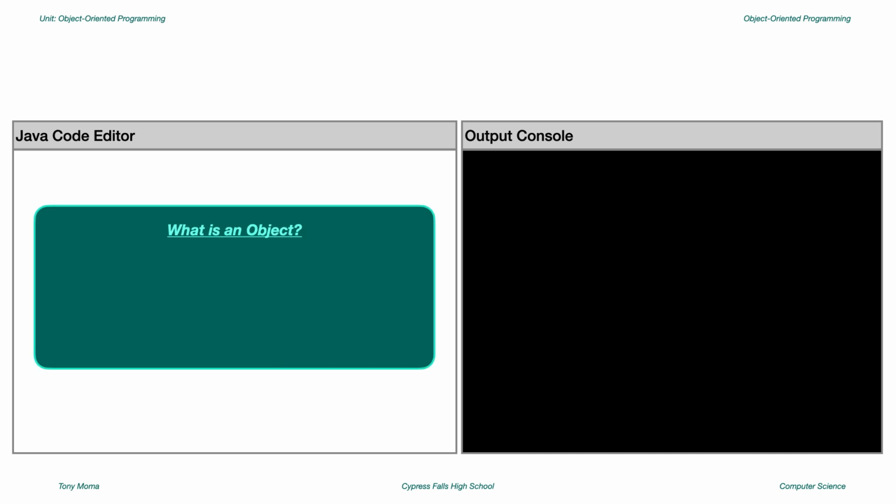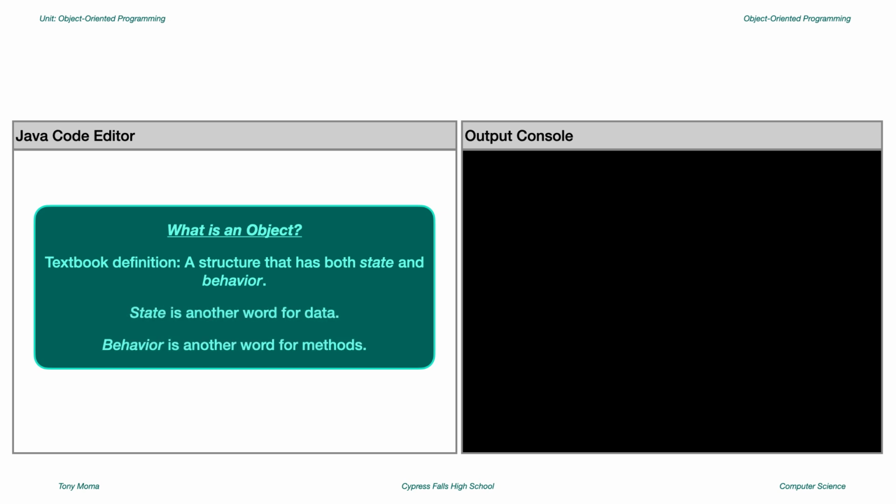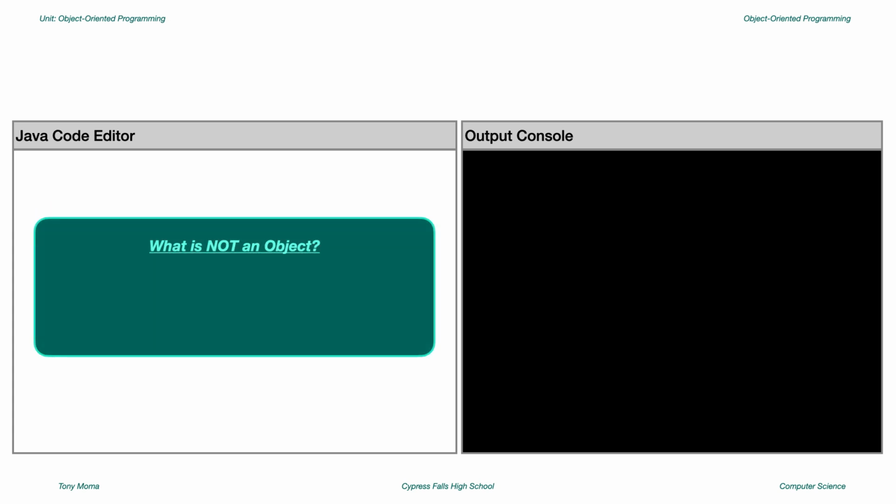What is an object? Well, the textbook definition of object is a structure that has both state and behavior. Now, what do I mean by that? Well, state is just another word for data, and behavior is just another word for methods. To help us understand what is an object, let's discuss what is not an object.